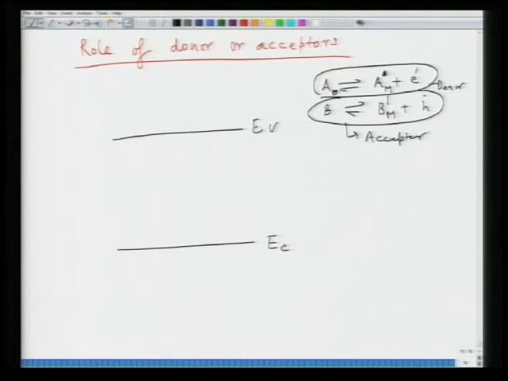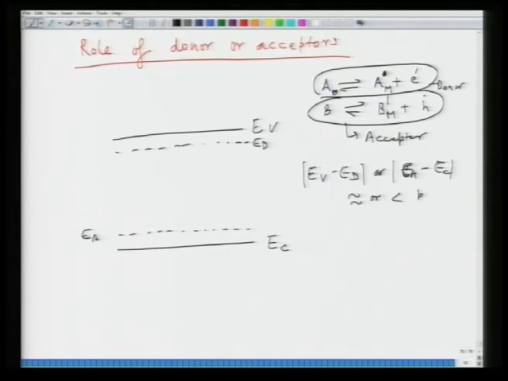So, typically the acceptor level is very close to, as I just explained in the previous slide, this is your EA and this is your ED, and EV minus ED or EA minus EC are equivalent to or smaller than kT.